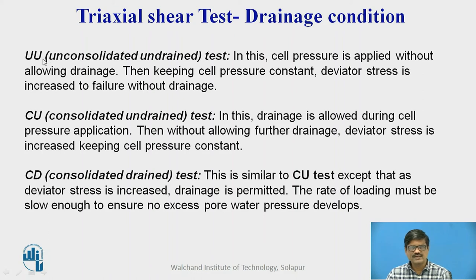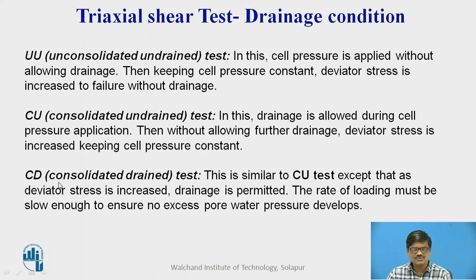In the UU test, the cell pressure is applied without allowing drainage, and then keeping all pressure constant, the deviatoric stress is increased to failure without drainage. So drainage is not allowed throughout the process. In the second one, the consolidated undrained test, the drainage is allowed during the cell pressure application. So initially, when the cell pressure is applied, the drainage is allowed, and then when the shearing takes place, at that time the drainage is not allowed. So it is called undrained, so consolidated undrained test.